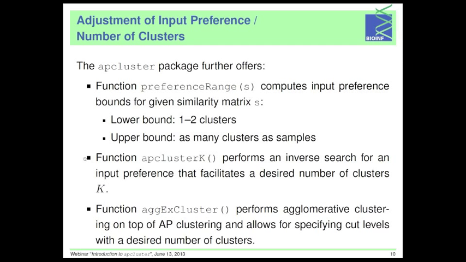Apart from that, there is a function apclusterK. It basically works exactly like apcluster, but you can specify how many clusters you want. And what happens is that an inverse search is performed to find an input preference value that yields exactly this desired number of clusters.